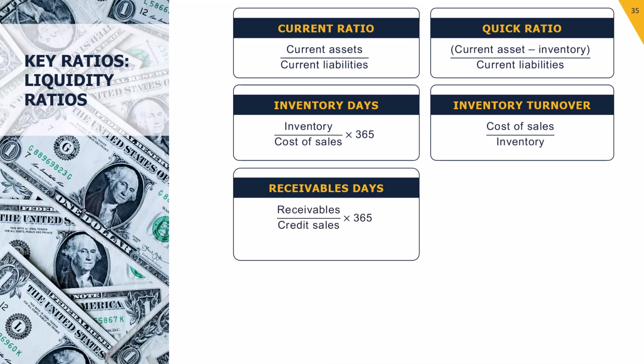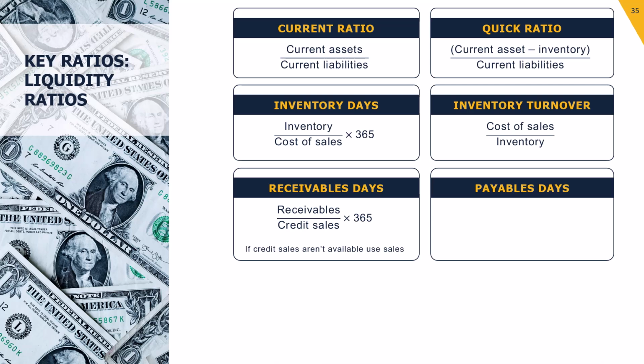Receivables days gives us the average age of our receivables. Receivables divided by credit sales multiplied by 365. Now, a point to note on this is that you may not be given your credit sales in an exam question. So if you haven't got that, then all you're going to have to use there is your total sales, so your revenue position.